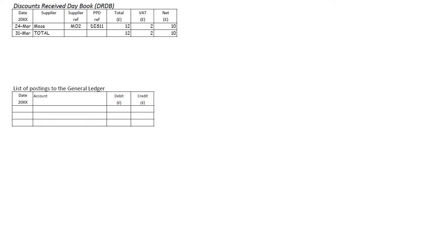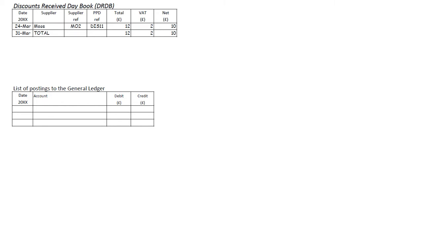So we have an example on screen, and let's bring up a postings list so that we can record the entries that will be made in our general ledger. Now, just to point out that we will be posting the totals from our discounts received daybook. We won't be posting the individual credit notes, although in this case there is just the one credit note. So let's have a look at what will go into our postings list.